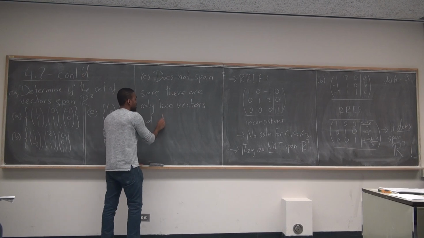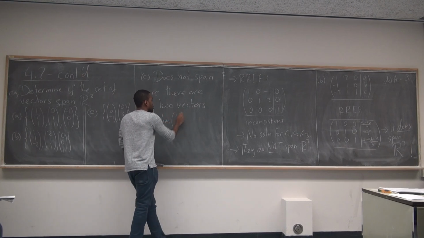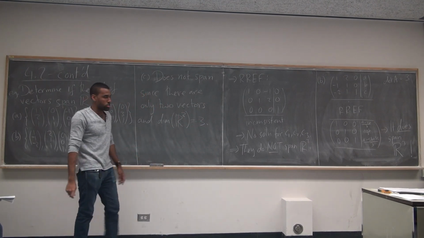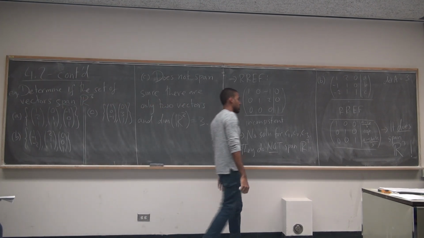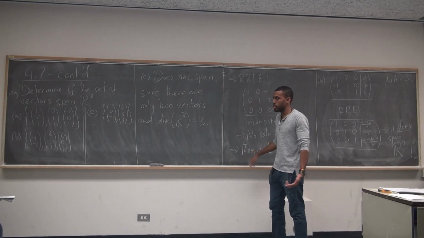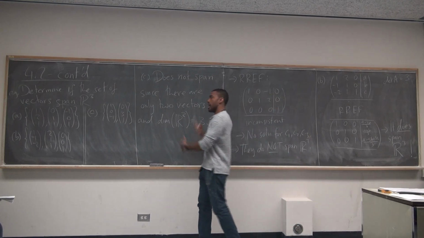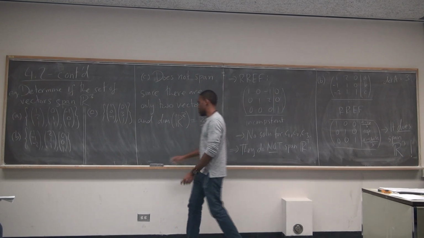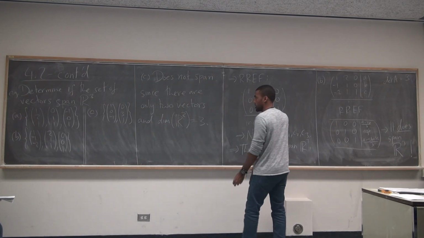And the dimension of R3 is 3, which means you need at least 3 vectors to span a vector space of dimension 3. You need at least n vectors to span a vector space of dimension n. I know we didn't deal with this yet, but if you had written this down, I would have given you the points, because it means you're reading ahead.